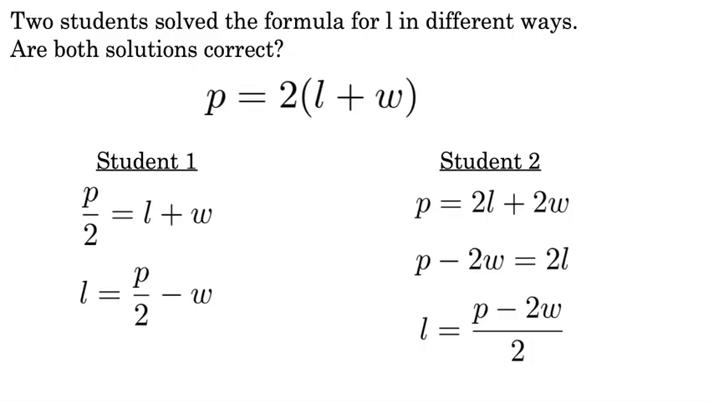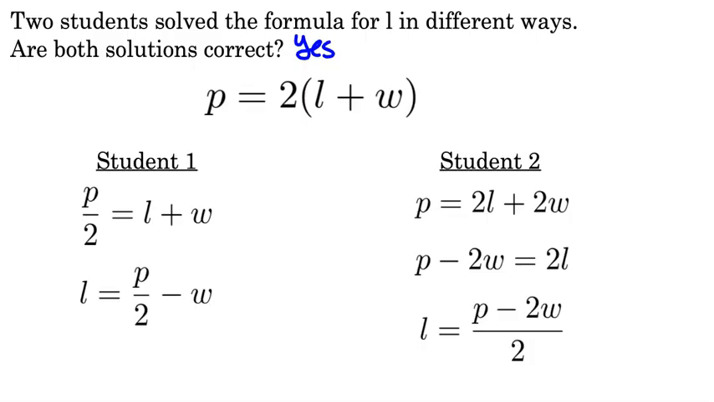Whereas student 2, on the other hand, chose to distribute the 2 out first, then subtract the 2W, then divide the whole equation by 2, and again, writing L first, they wrote their final answer as L equals P minus 2W all over 2. Both of these students took mathematically valid steps to solve the equation for L, which means that both of these answers are correct. So are both solutions correct? Yes. But now we have to address the fact that they look different.